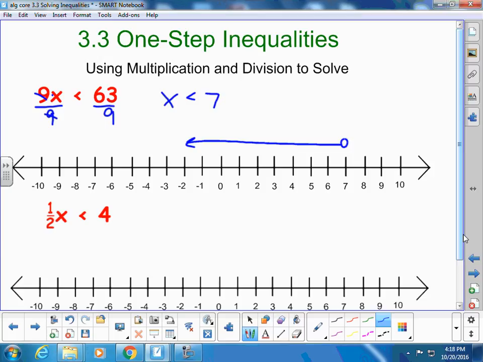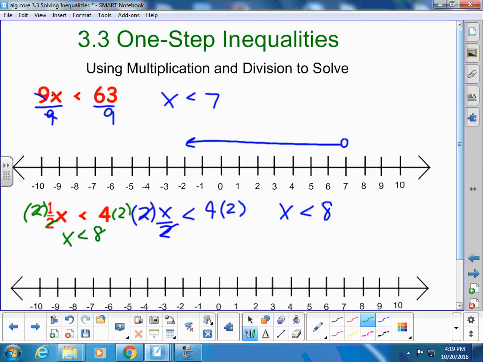Again, I have 1/2 x, or this could have been written as x over 2 is less than 4. If it was this way, this is division, so to undo it, we would multiply by 2 on both sides, because 2 over 2 reduces to 1. So we have x is less than 8. If you did it the other way, this would be 1/2 times x. So to undo a 1/2 times x, we multiply by 2 again. So this would still cancel out. x is less than 8. Either way, it's the same idea. So put an open dot at 8, and everything less than that should work.